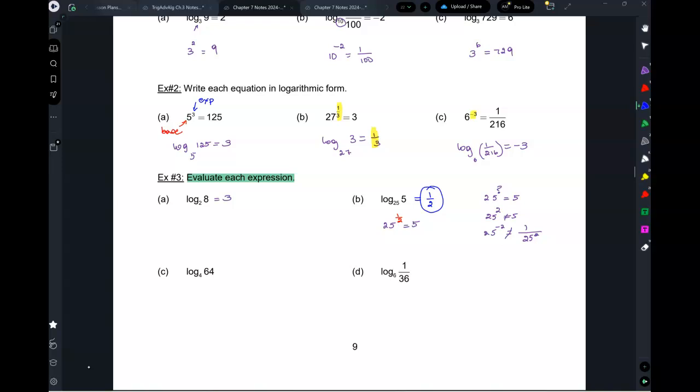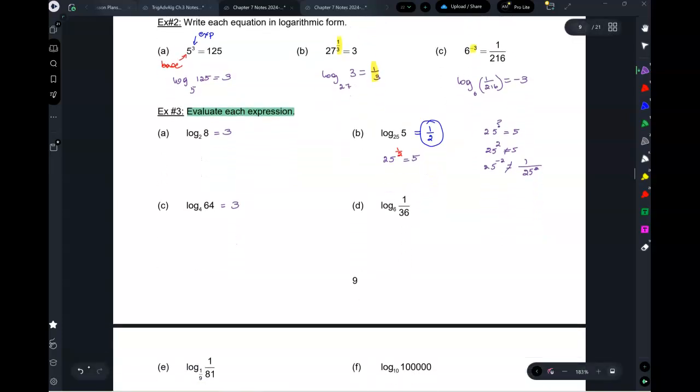Fantastic. This one. What exponent of 4 gives us 64? 3. Okay. This one. 6 to the power of what is 1 over 36? Well, 6 squared is 36. But what makes it 1 over?